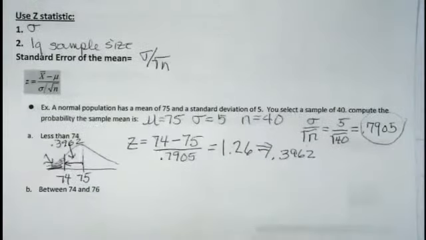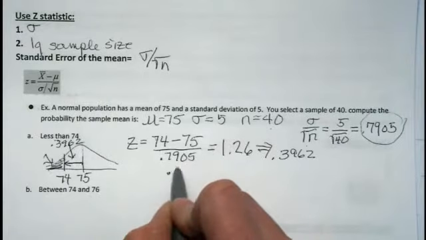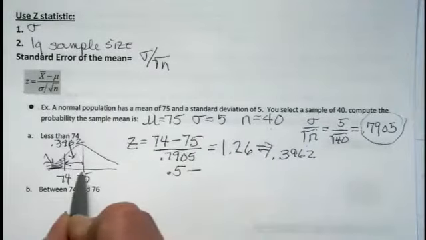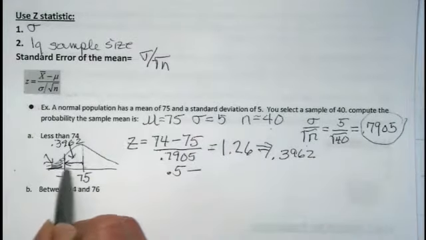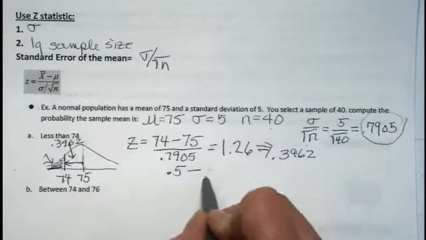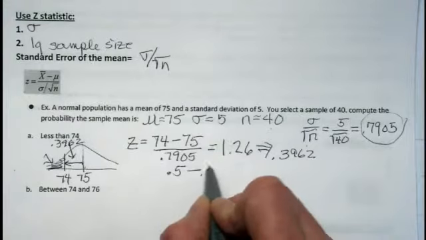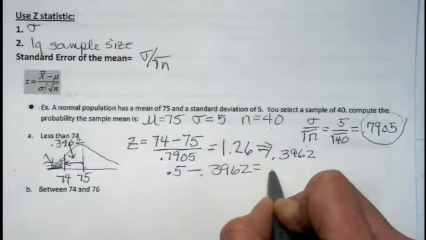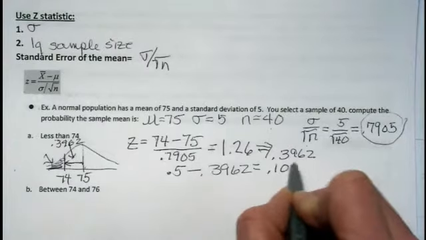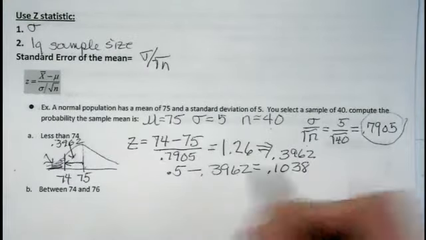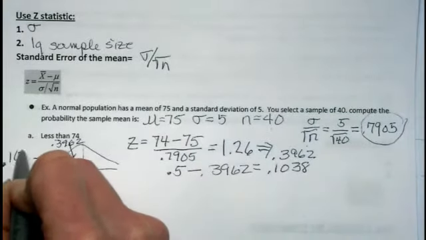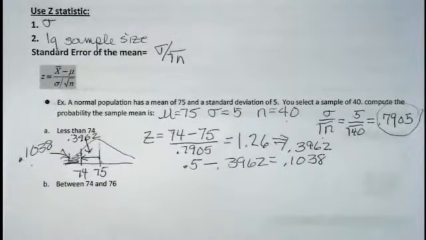What do we have to do? We subtract it from 0.5 because half the curve is 0.5. If half the curve is 0.5, we know this area between 74 and 75 is 0.3962, and that will give us 0.1038. This area, the answer to our problem, is 0.1038. Okay? Our first problem.